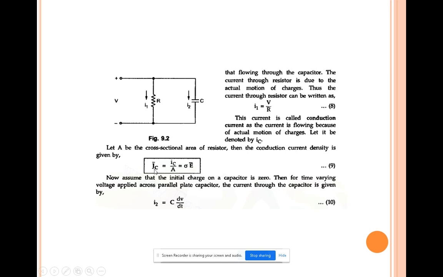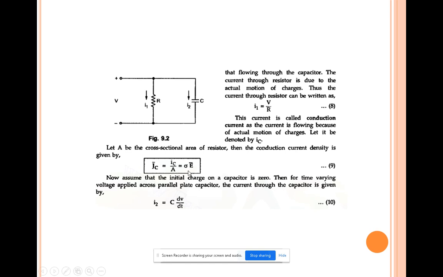Current density is the current value divided by area. The relation between current and area gives the current density. In the current path, I1 is denoted as IC because this is the conduction current. So IC by A gives the conduction current density value.